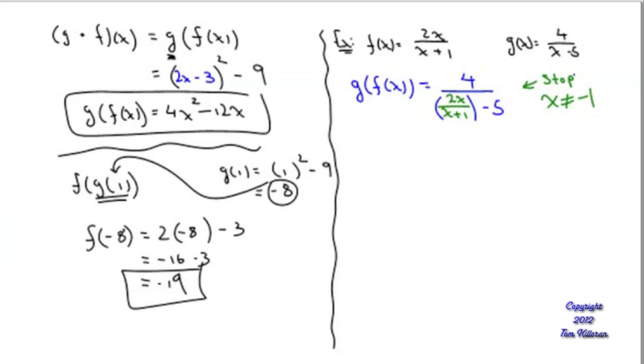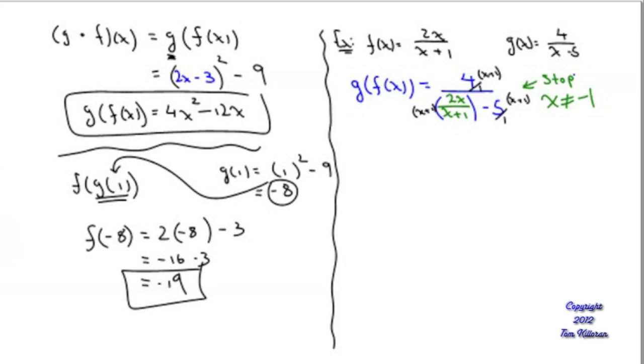What's the denominator of 4? 1. What's the denominator of 5? 1. What's the common denominator? x plus 1. It's the only one in the denominator. So you multiply everybody by x plus 1.